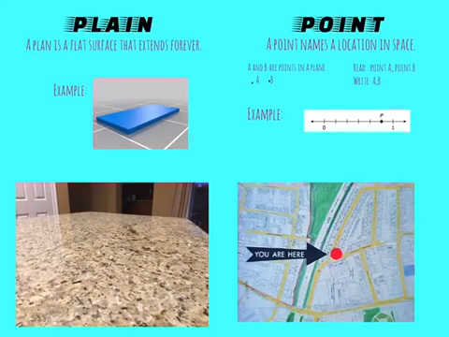Plane. A plane is a flat surface that extends forever. Example, my countertop. Point. A point names a location in space. A, B are points in a plane, shown with a dot. Read point A and point B. Write AB.